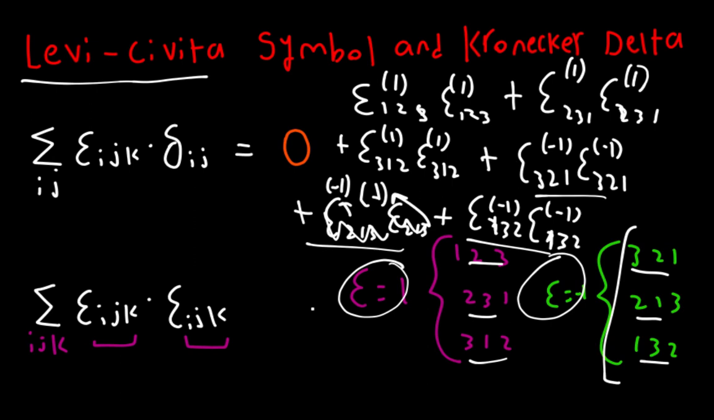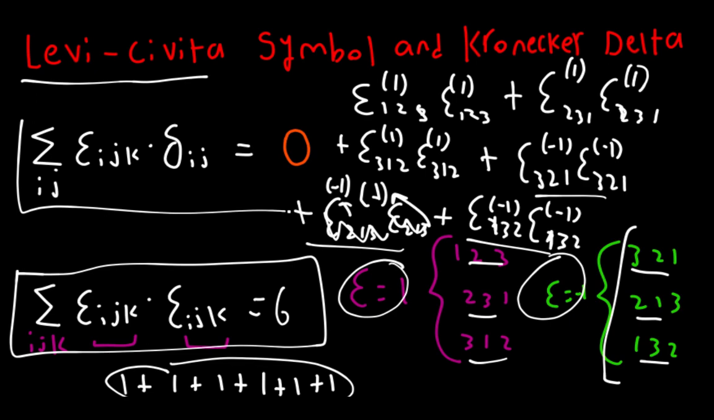So really, all we get is 1 plus 1 plus 1 plus 1 plus 1 plus 1. And this is 6 ones, so all this is equal to 6, right? And so this is going to be the answer for this summation here. And that is a basic introduction as to how the Levi-Civita symbol and the Kronecker delta symbols work, and there are a couple worked out examples for you, so hopefully this makes a little more sense.